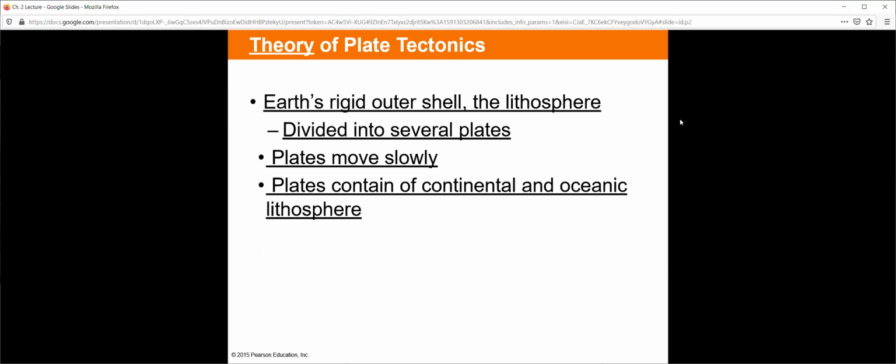So, we talked last time about the different layers of the earth from chapter 1. The earth's rigid outer layer, the lithosphere, is in fact divided into several plates. These plates, the plate part of plate tectonics, move slowly across the surface of the earth. These plates contain both continental and oceanic crust or lithosphere. So when I say crust, I mean both continents and ocean.